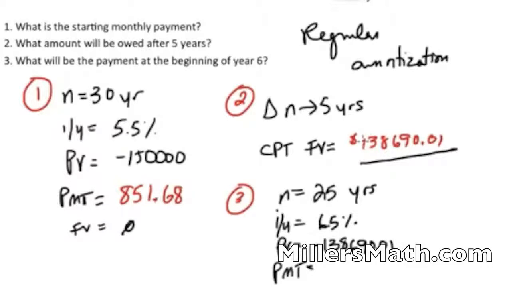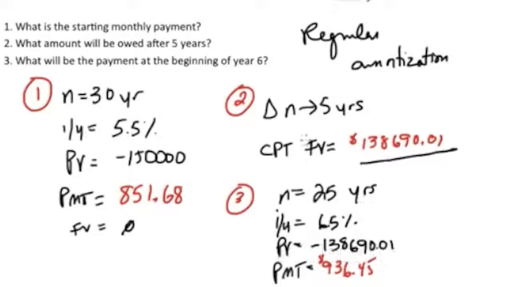Your number here could be a little bit off from mine, and that would be understandable depending on whether or not you actually punched in your present value or whether you just used what was already in the calculator. But I am getting $936.45. Again, as long as you're close to that, you are good to go.